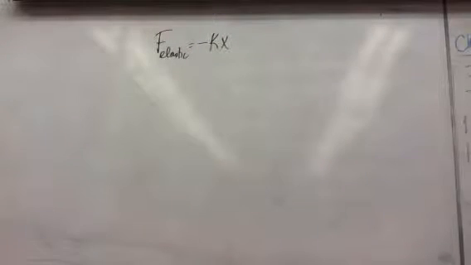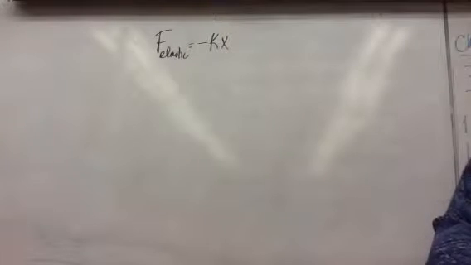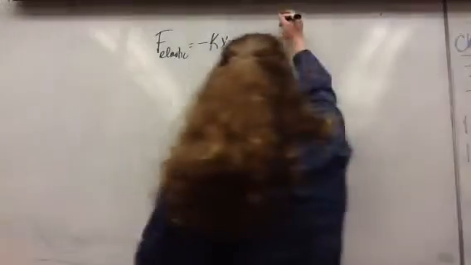12A on page 440 in your book, Hooke's Law. If a mass of 0.55 kilograms attached to a vertical spring stretches the spring 2 centimeters from its original equilibrium position, what's the spring constant? So we're given mass, deformation, we're looking for K.